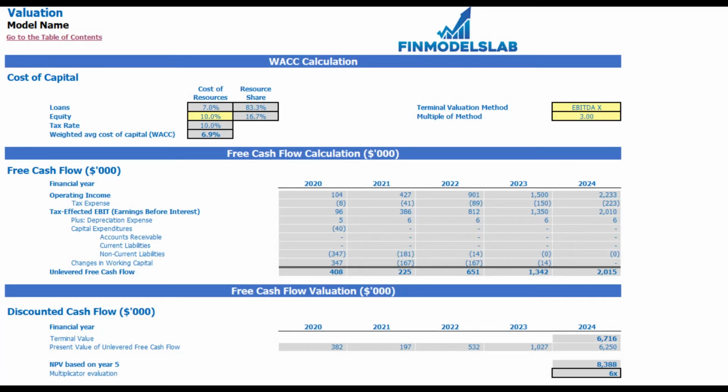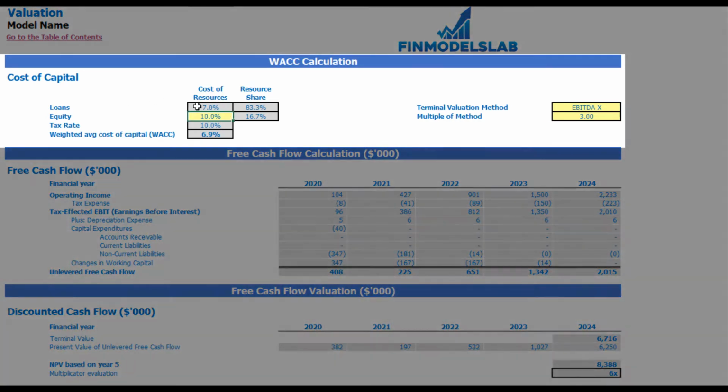On the valuation tab you may see the calculation of company valuation based on the cost of equity, which you may input here, the cost of loans you previously inputted on the dashboard, the calculation of resource share you may see here, there is also tax rate, and here you may find the weighted average cost of capital.